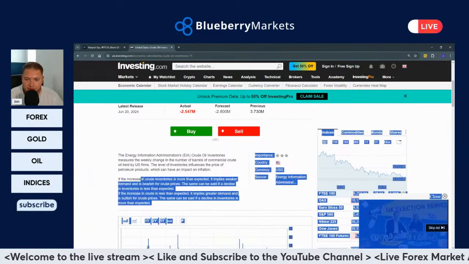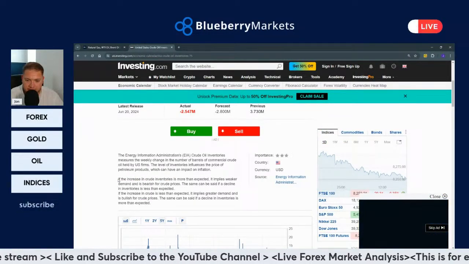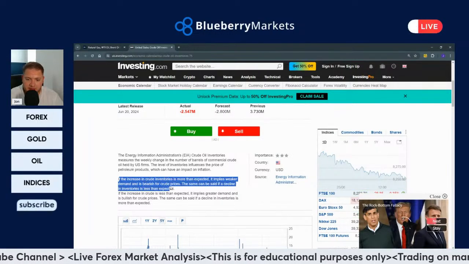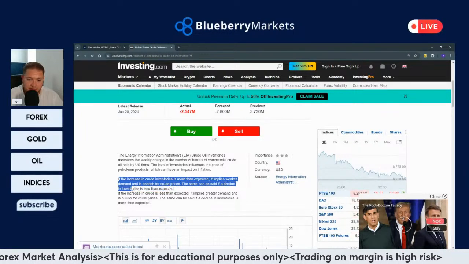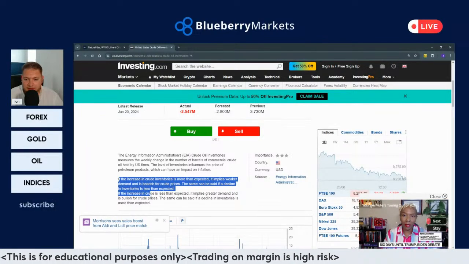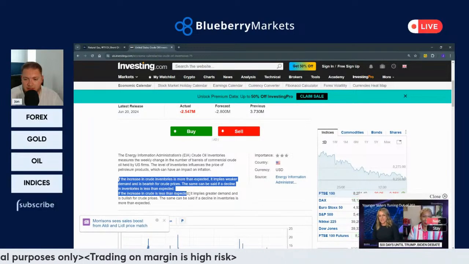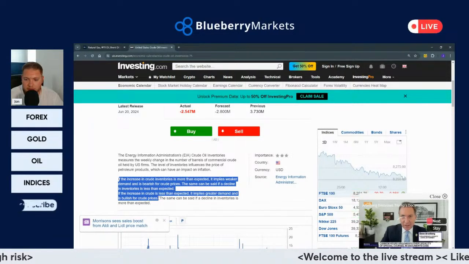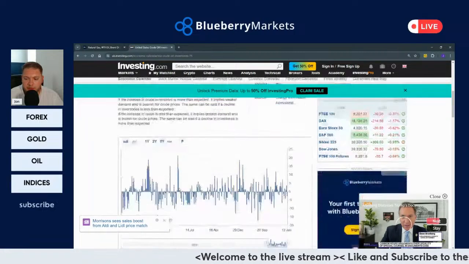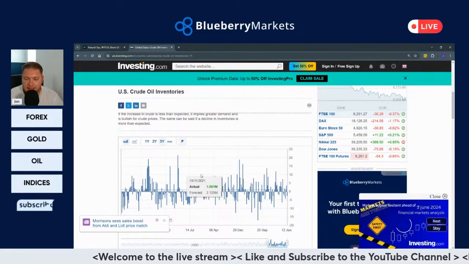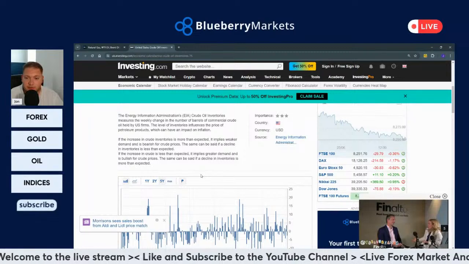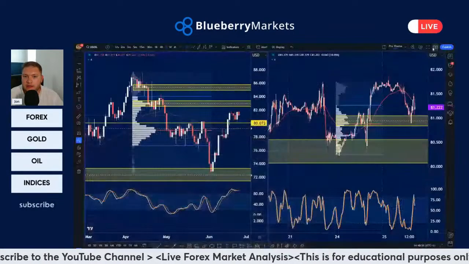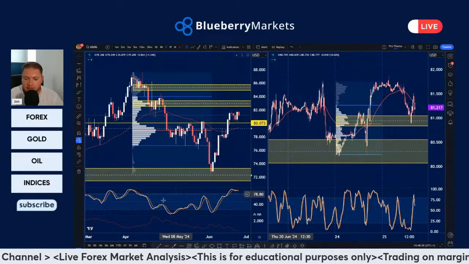And you can see here, if the increase in crude oil inventories is more than expected, why is it doing that? Let me just highlight it. It implies weaker demand and bearish for crude prices. The same can be said if a decline in inventories is less than expected. If the increase in crude is less than expected, it implies greater demand and bullish for crude prices, right? So we're looking for the decline in inventories as a suggestion that there is more demand, right, or lack of supply, right? So that's helping fuel this little move in here, right?